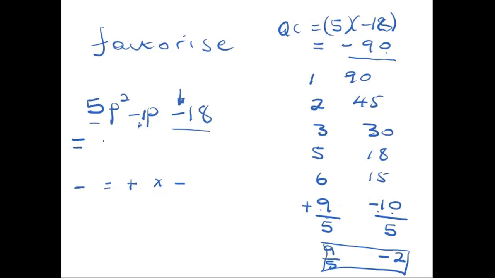So the factors are going to be 5p plus 9, into p minus 2. Remember, if there is a denominator after simplifying, the denominator must go behind the variable. In this case, it is p.